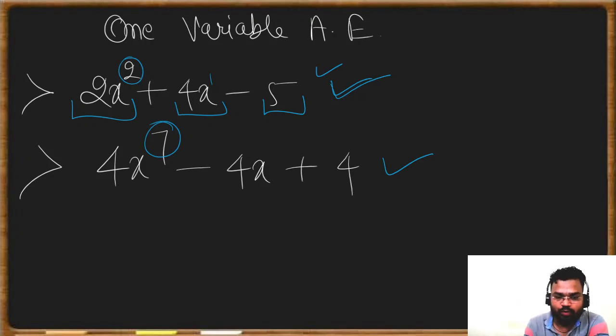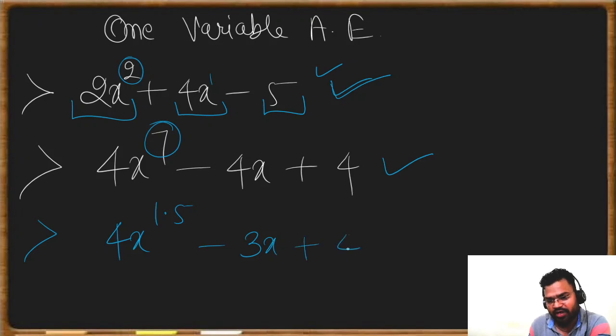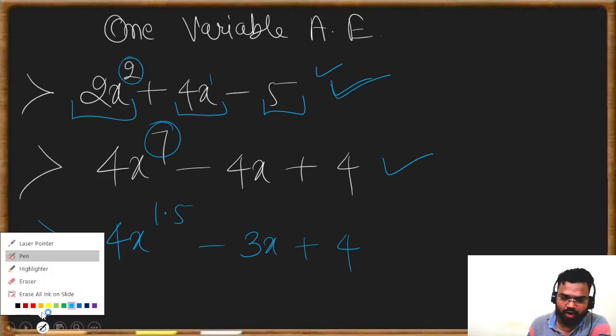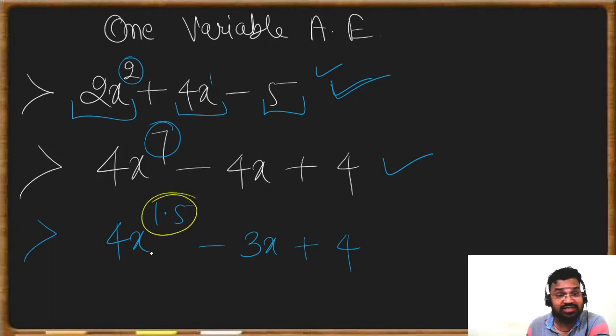Okay, so both are examples of a polynomial. Let's suppose I ask: 4x to the power 1.5 minus 3x plus 4, is it a polynomial or not? You can easily say this is not a polynomial, because here the power of the variable is not a whole number. Yes or no? In the first term the power of the variable is 1.5 and this is not a whole number, therefore you can say this is not a polynomial.